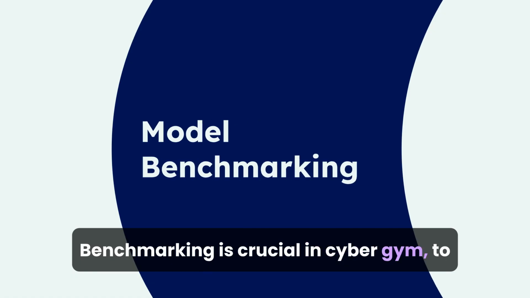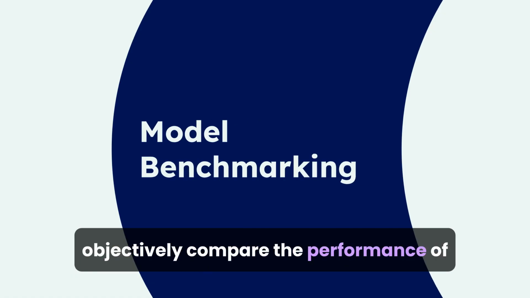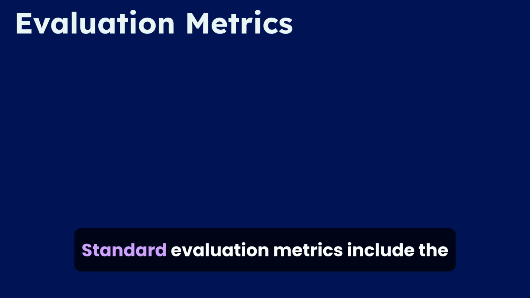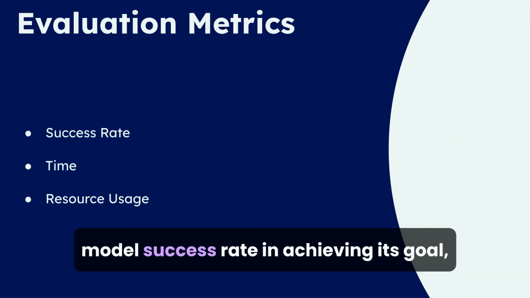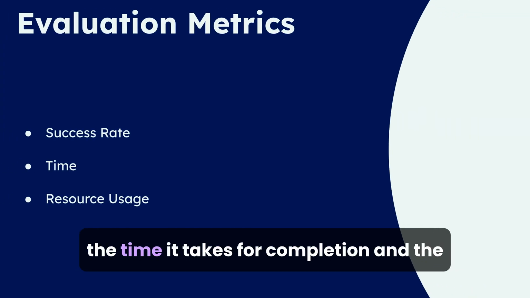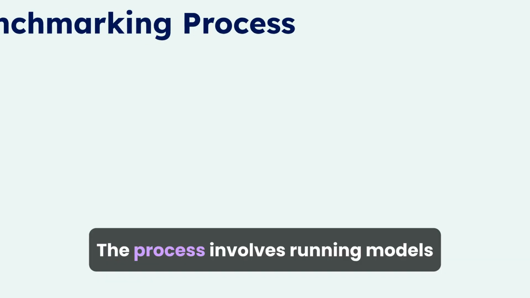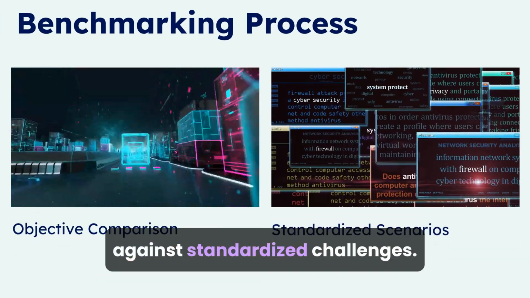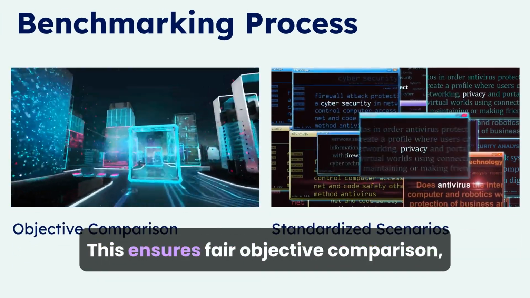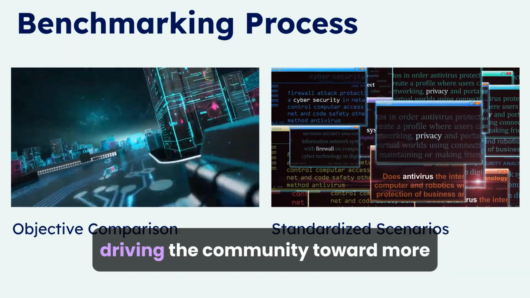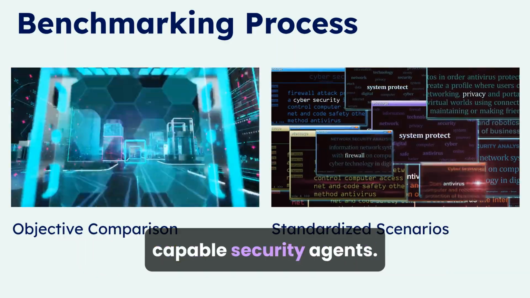Benchmarking is crucial in CyberGym to objectively compare the performance of different AI models. Standard evaluation metrics include the model's success rate in achieving its goal, the time it takes for completion, and the computational resources consumed. The process involves running models against standardized challenges. This ensures fair, objective comparison, driving the community toward more capable security agents.